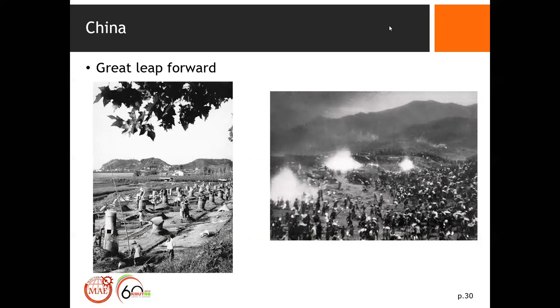Actually, I mentioned earlier that China adopted communism, right? But it seemed not to be working. China announced the Great Leap Forward. In Thai, it can be translated into Nayobai Khayeng Kao Kadot. They wanted to transform their country from an agricultural country into an industrial country.